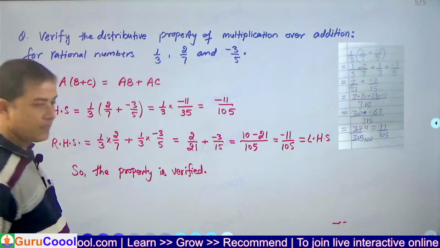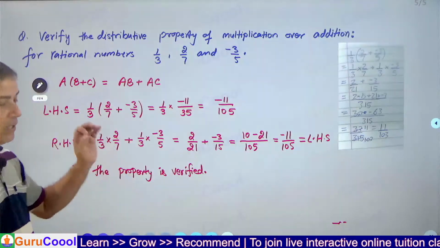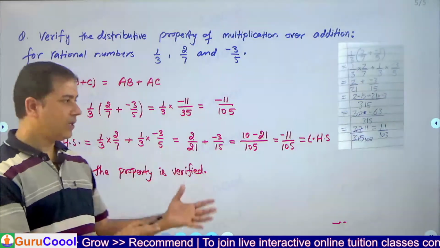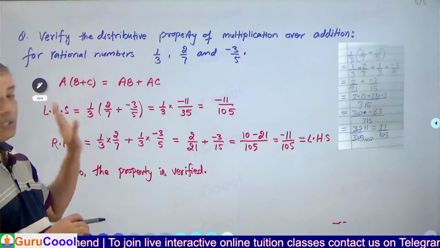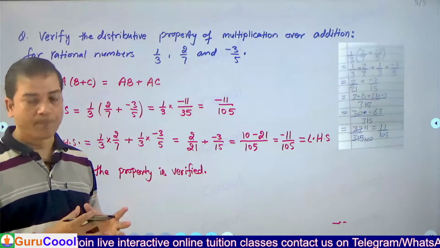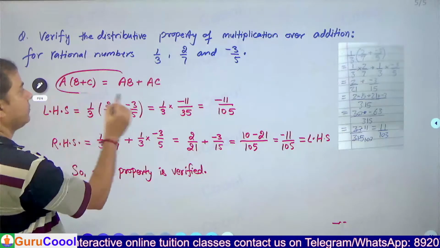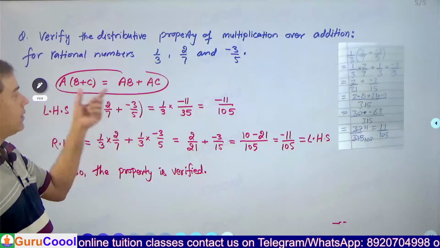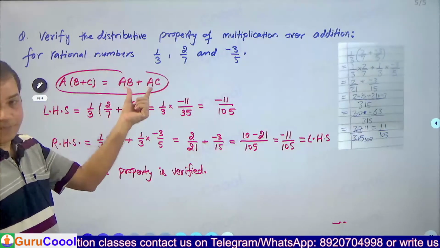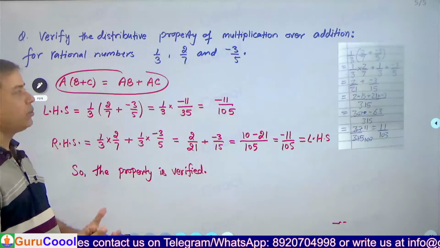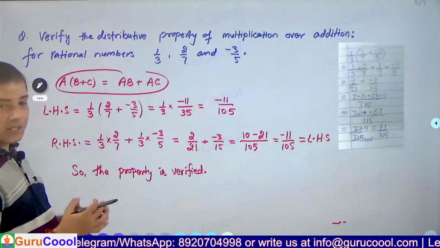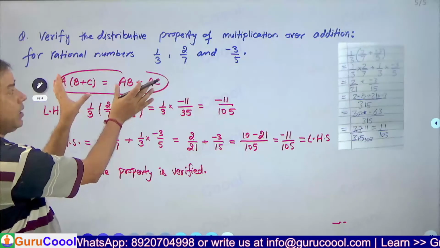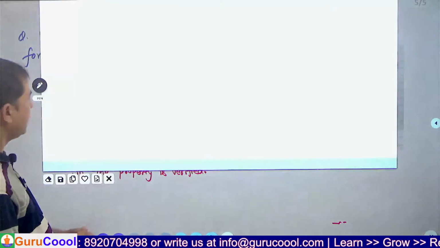Done. Verified means we have checked that left hand side and right hand side are giving the same value. That means they are equal. We checked that the property is true. The property is correct. Property says that this is equal to this. And this is what we wanted to check. We found that yes, they are equal, right?